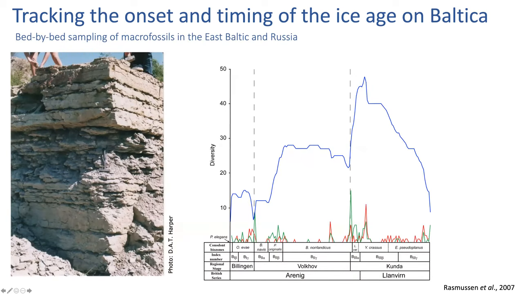So this is the classic brachiopod diversity curve that I did together with Dave and Jesper Hansen in basically my first paper, where we had sampled bed by bed rocks through some quarries in Russia, and this was the resulting curve. And basically this shows that once we get into the Darwinian, we start to see a rise in brachiopod diversity.